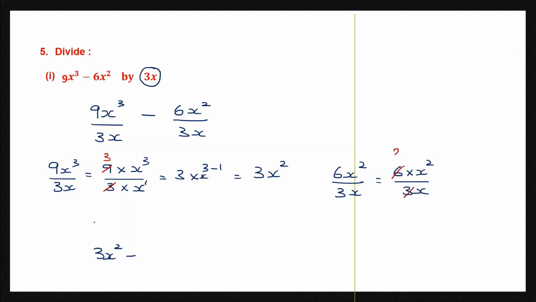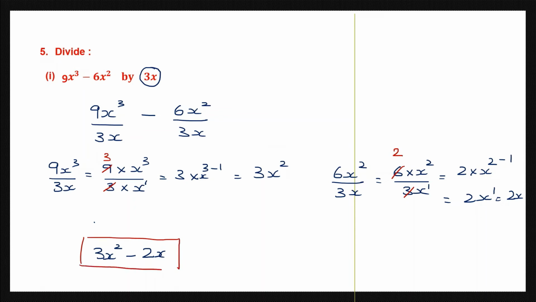3 2s are 6. So here what do we have? 2 into x to the power of 2 minus 1, which is 2x to the power of 1, 2x. So here we get 3x squared minus 2x. So this will be our final answer. So we take each term separately and divide and get our final answer.